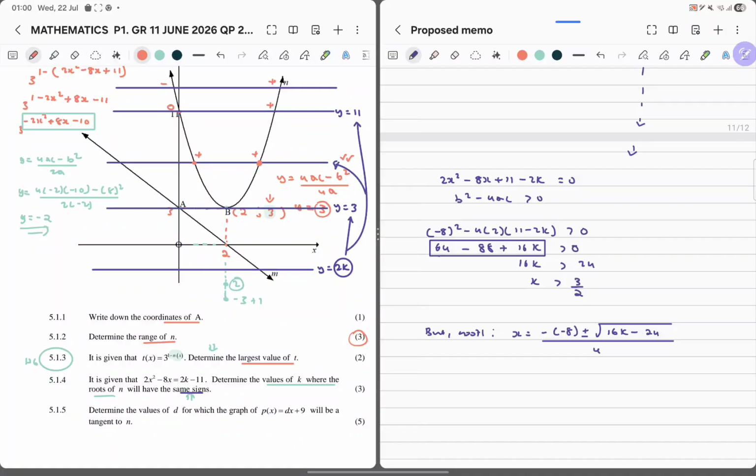Now the question is, for them to be the same sign, we need to force another root. Perhaps let's just modify this. This is going to be 8, positive 8. Right, now we need to think. For these roots to have positive signs, we know that one is going to be positive, one is going to be negative. Okay, all right, okay.